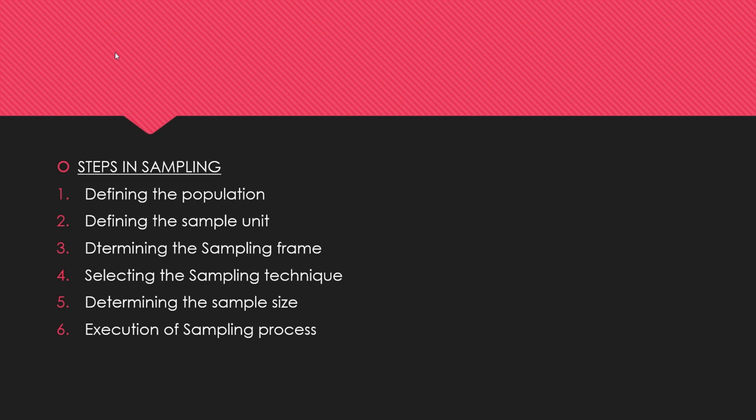The sampling unit is the person, place, or object about which or from which the information is required for research. For example, in a study conducted on newspaper readership, an entire household could be a sampling unit. The next step is determining the sampling frame.